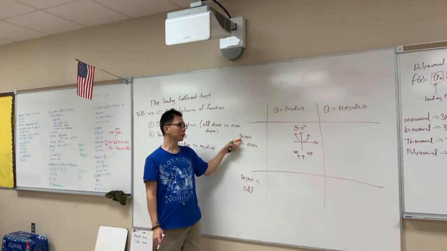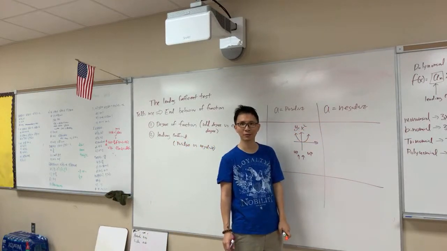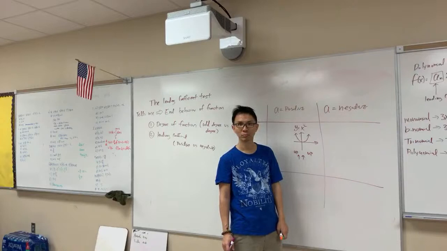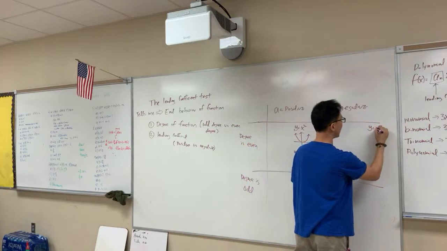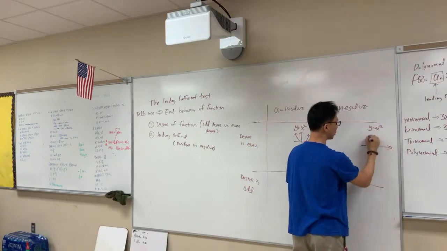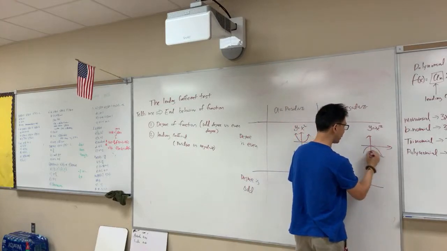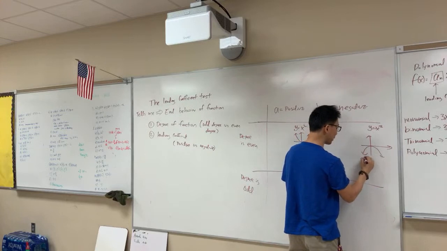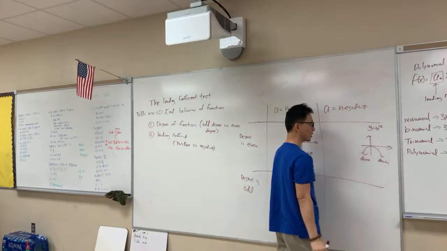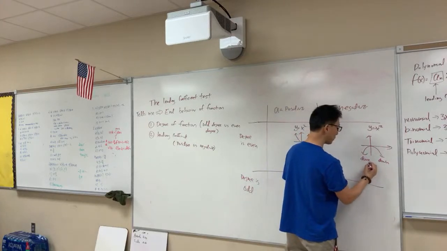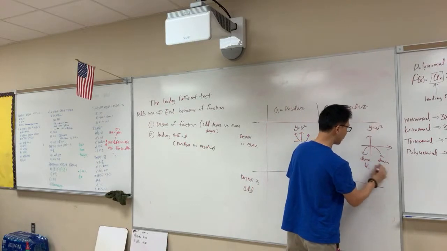Now, what if degree is even and A is negative? Think about the easiest graph that you know. Negative x squared. Good. So negative x squared is going to be the graph. You know what negative x squared looks like? Same thing but downward. So in this case, on the left side it's gonna be down. You always read from left to right, just like how you read a book. Some people put it with this notation, which I don't like, but that's okay.